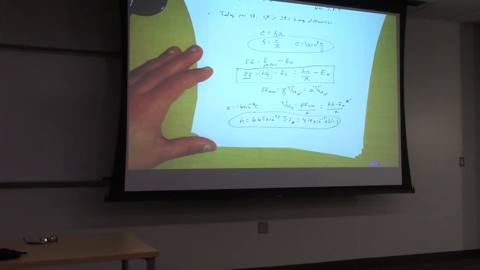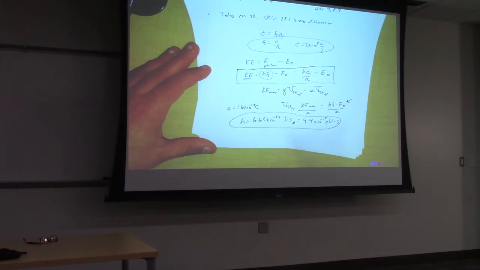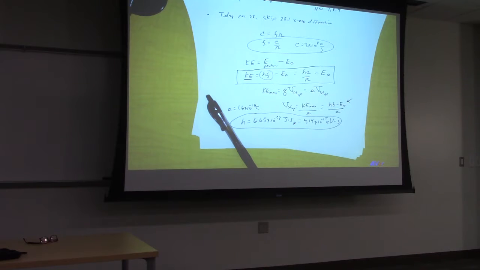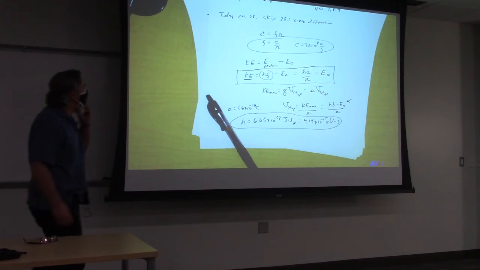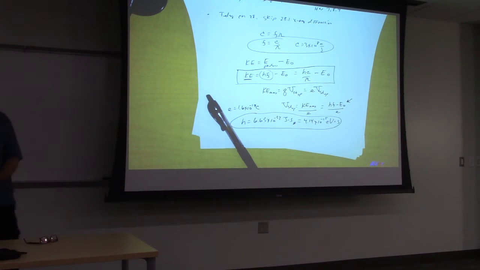So everything on this piece of paper, this is the photoelectric effect. Everything that you really need to know about it. Just have that idea in your mind of how it actually works out. Okay. Any questions about this?